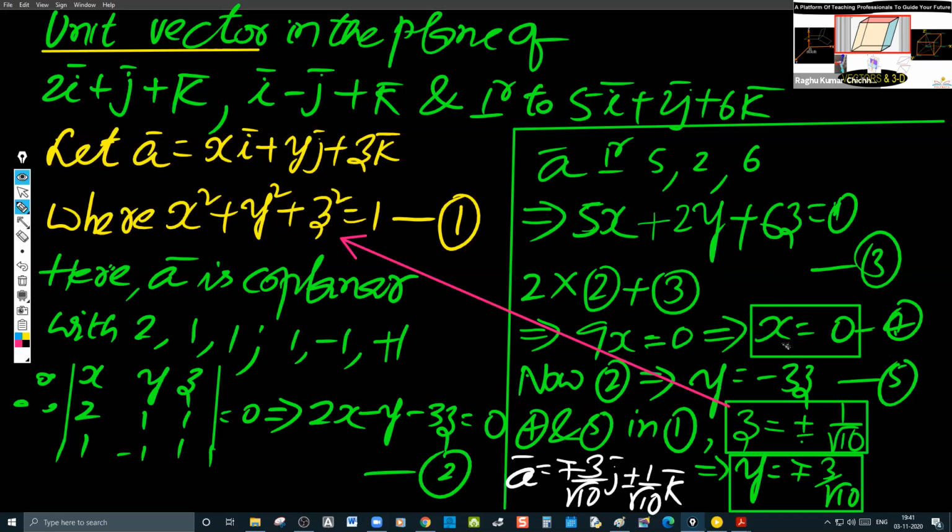This is easy simplification. When you put x equal to 0, you get a relation between y and z: y is minus 3z, and x is anyway 0. We make use of y equal to minus 3z in the first equation, substitute, and get the z value and y value. Therefore, the required vector is minus or plus 3j by root 10 plus or minus 1 by root 10 k. I think it is clear to you both.